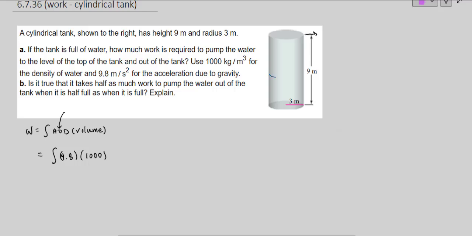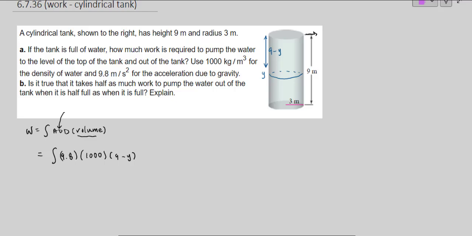So let's draw a representative cross-section. There is our representative cross-section at a random y. And the distance that that cross-section has to travel to get out of the tank is going to be 9 minus y. The full tank is 9 high, and our cross-section is y high, so it will travel 9 minus y to get out the top of the tank. So there's our ADD. And now volume, we have to be careful here.